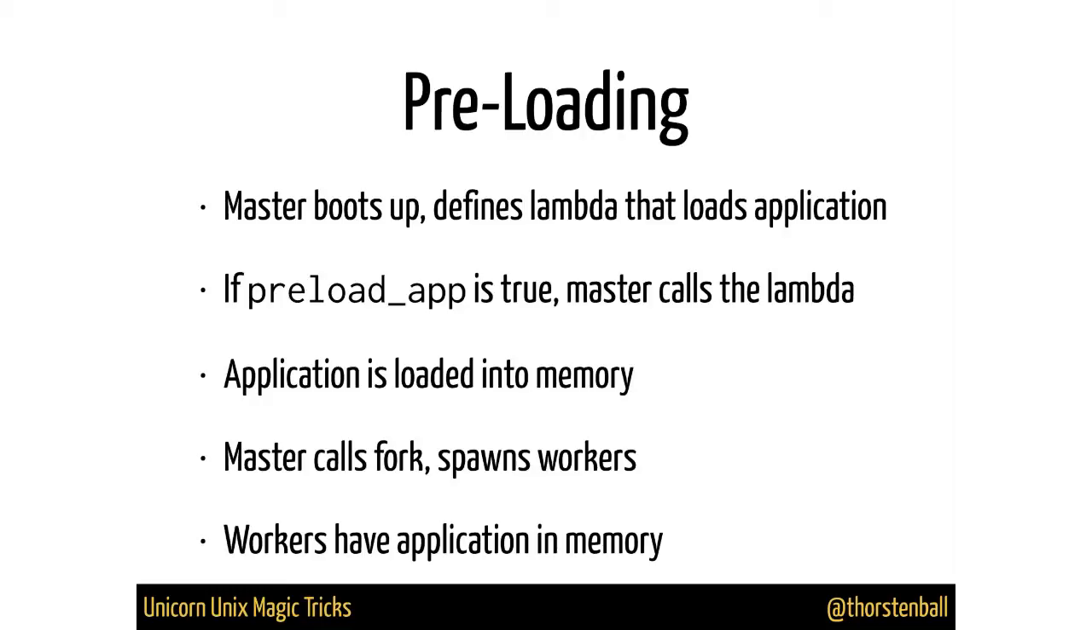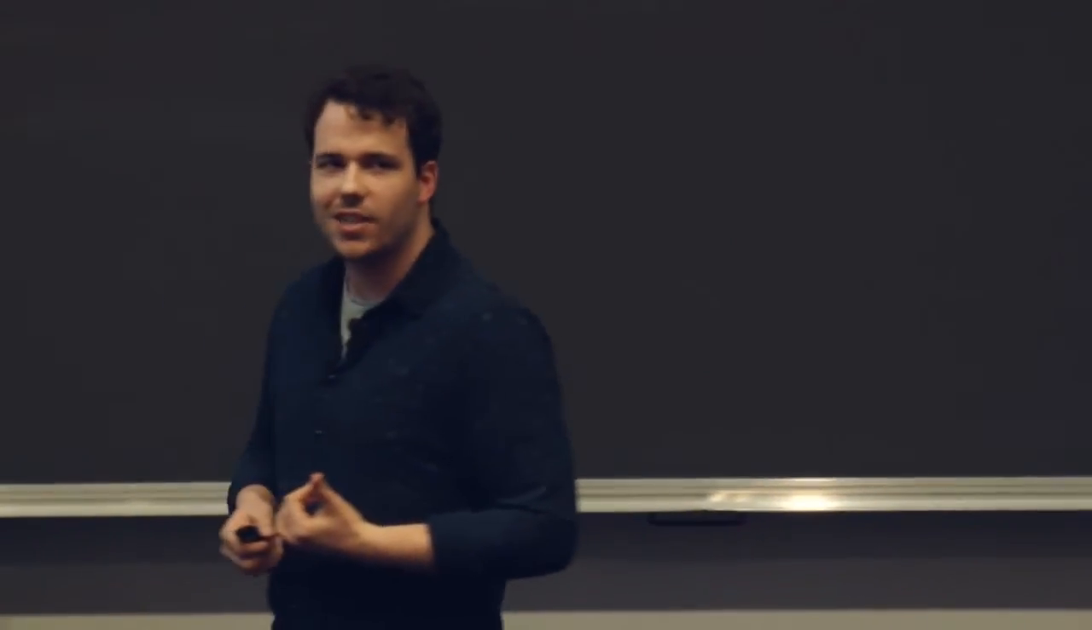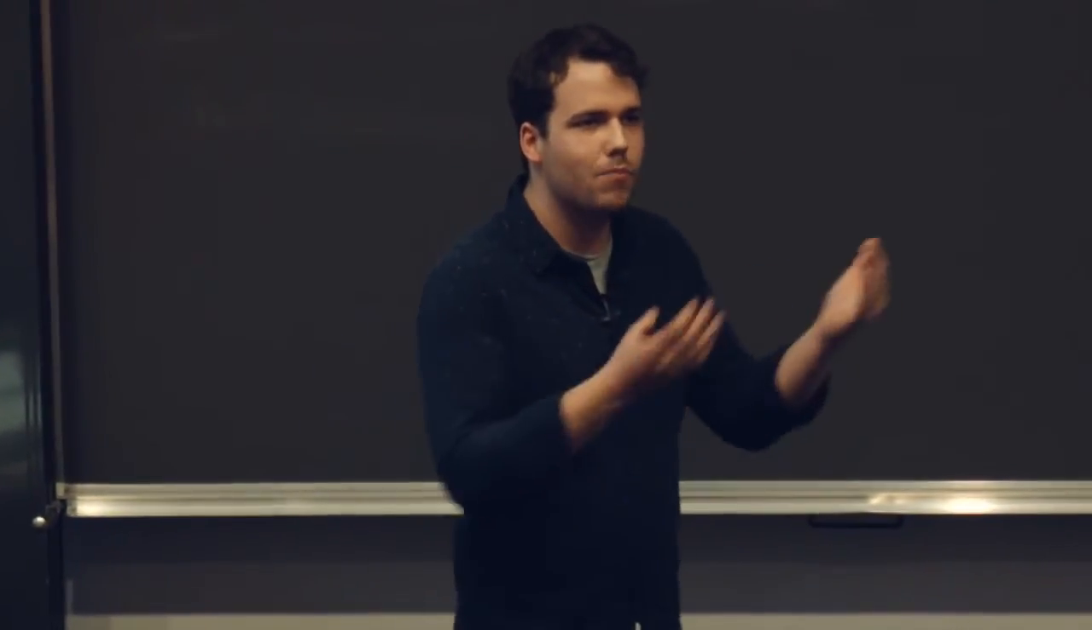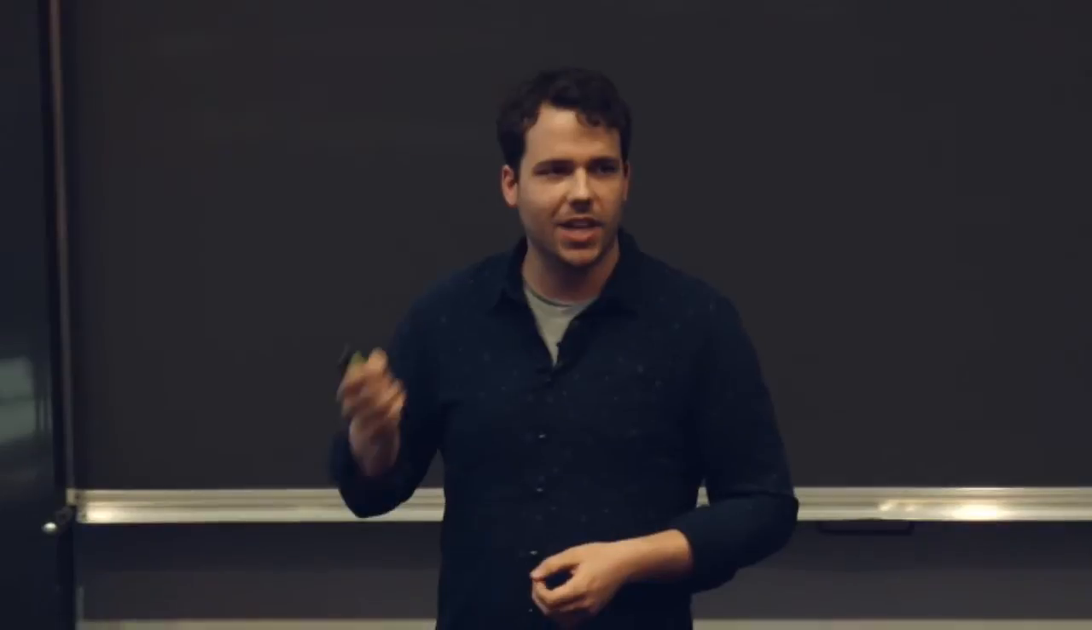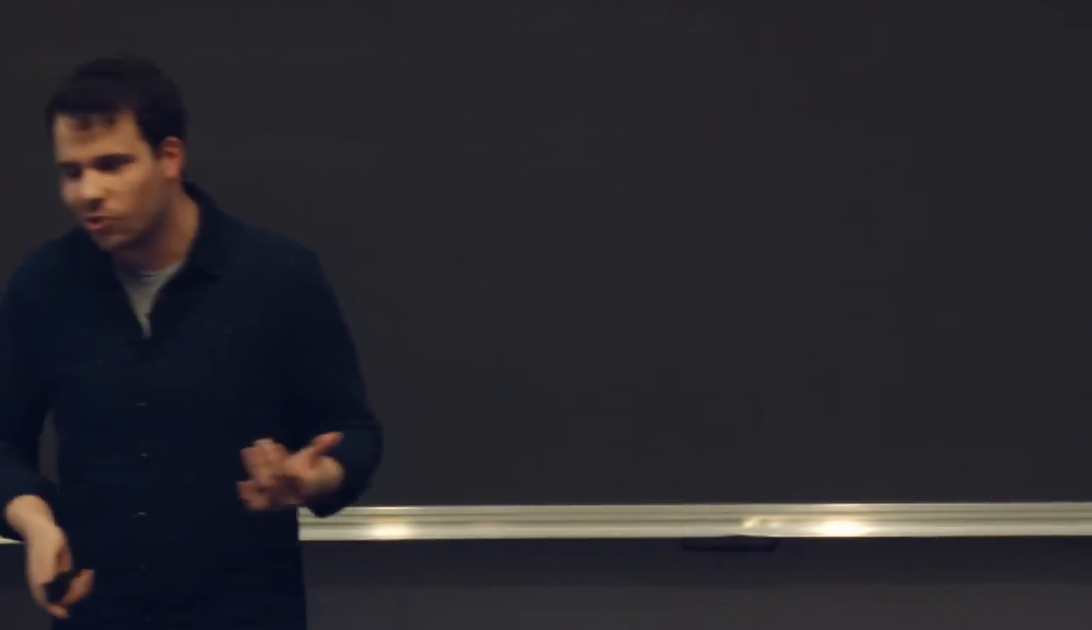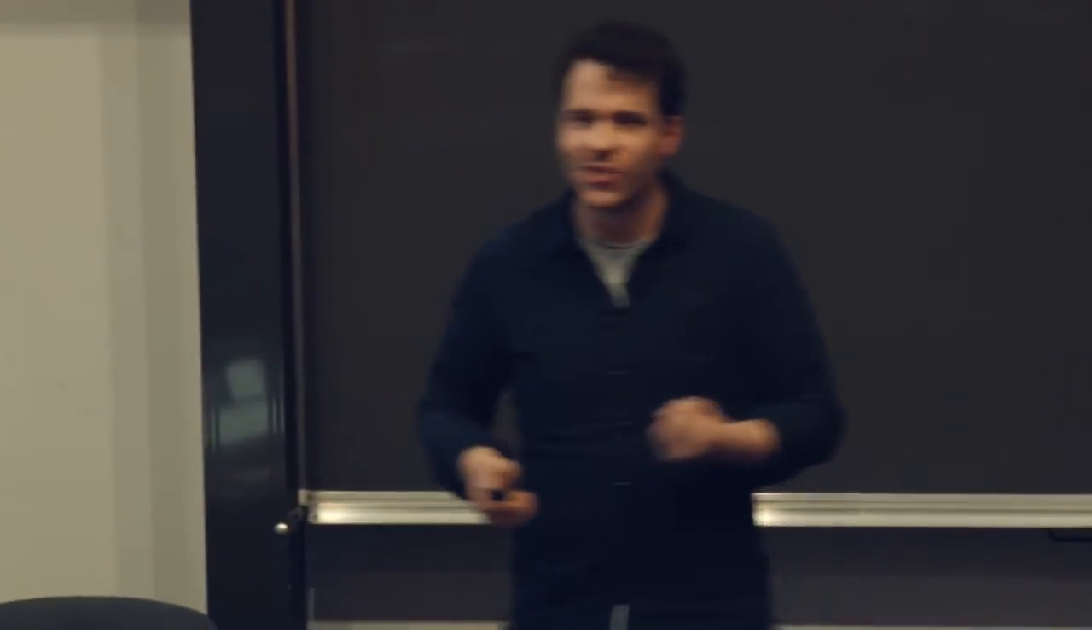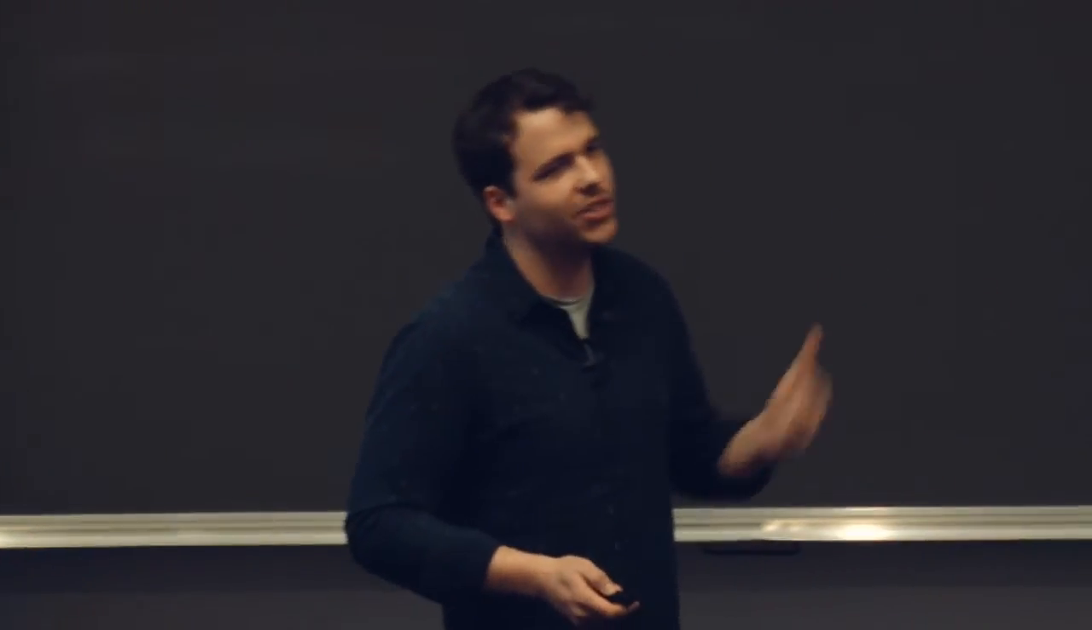the master process. And all Unicorn has to do now is call fork, because the child processes inherit the memory of the master process. They inherit the data, the stack, and the heap. They now have this Rails application in memory, and they don't have to wait 10 seconds anymore. This is really cool how Unicorn uses just the semantics of fork to accomplish this great feature.